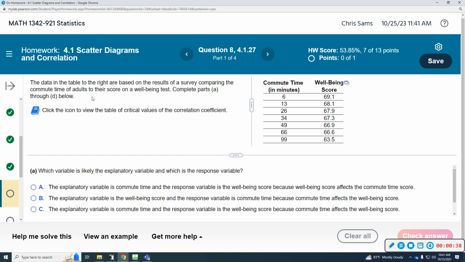Number 8, we got 4 parts. It says the data in the table are based on a survey. We're comparing commute times of adults to their score on a well-being test. So we're going to complete parts A through D. Based on this data, we want to know which variable is likely to be the explanatory variable, and which one is the response. Commute time, well-being.